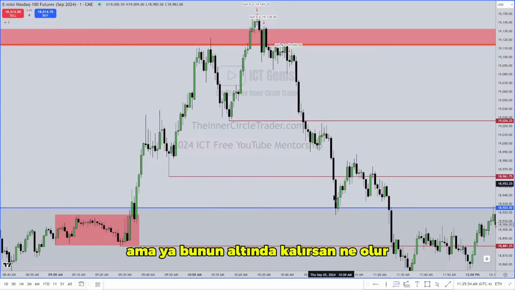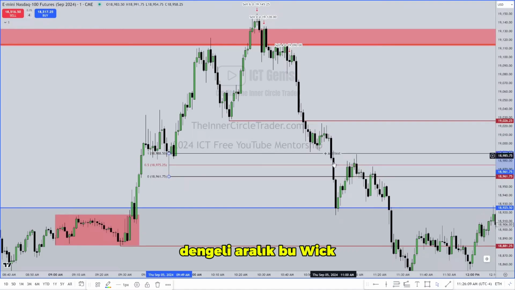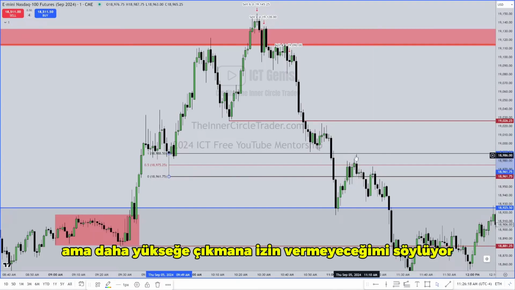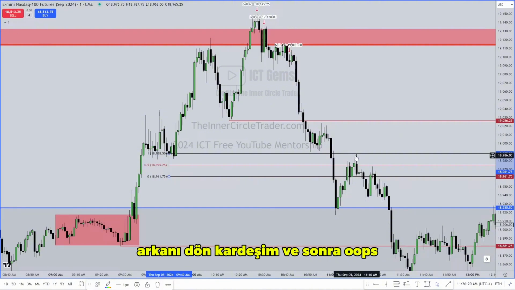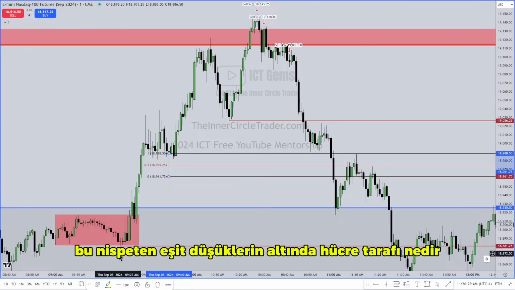But what happens if you're below it? It becomes what? A premium wick. How hard can it go above that? Well, you have a little bit of inefficiency here, but then you're met with what? Balanced range. This wick, previous wick, all this is balanced. So it's trading up into it, but it's saying, I'm not going to let you go any higher. You're going to stop right there. Turn it around, bro. And then it rolls over. Where's it aiming for? Original consolidation. What's below these relative equal lows? Sell side.